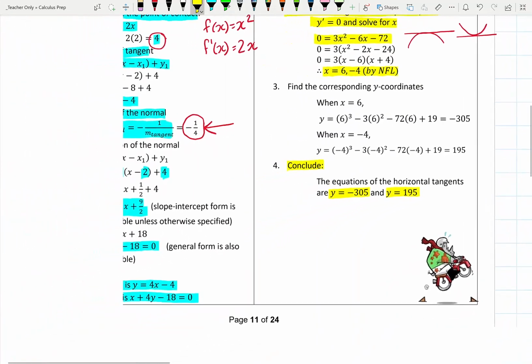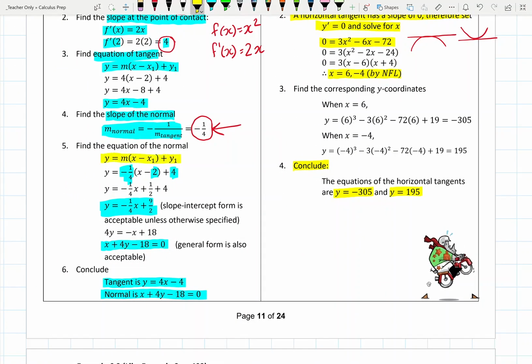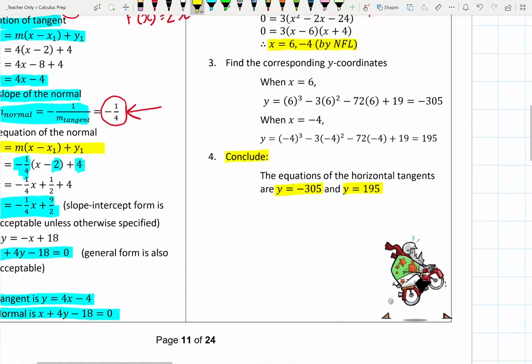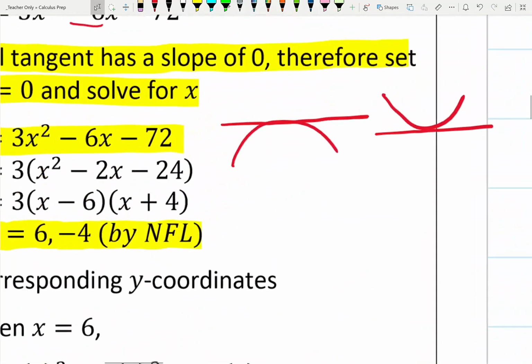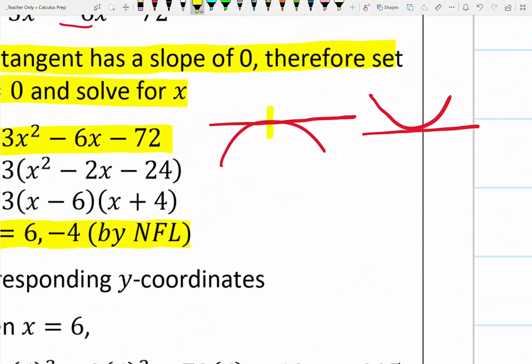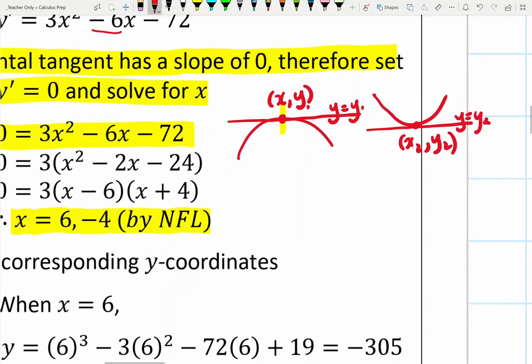So the question might be, why didn't we have to sub it in using the y equals m times x minus x1 plus y1 formula? The reason is because we're dealing with horizontal tangents, whatever the y coordinate of that point of contact is, the equation is going to be, let's call that y1, y equals y1. And if this is x2, y2, then the equation of this line is going to be y equals y2, bearing in mind that the equation of a horizontal line is simply y equals whatever the y coordinate is.